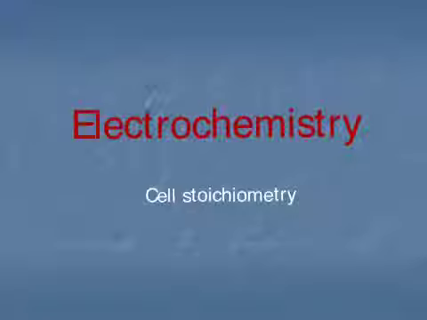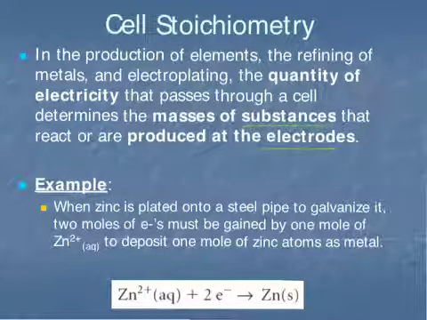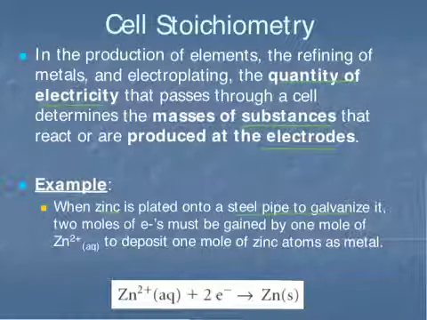In this video, we will talk about how stoichiometry can be used to determine how much metal has been reduced in an electrolytic cell. When we do cell stoichiometry with an electrolytic cell, we can determine the mass of the substance that can be reduced or produced at the electrode if we know the quantity of electricity that passes through our electrical system.